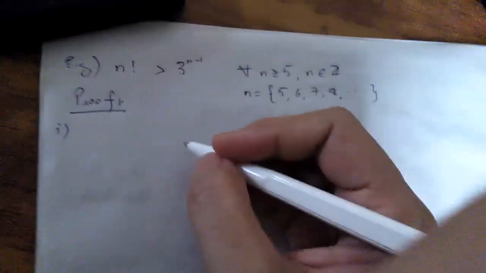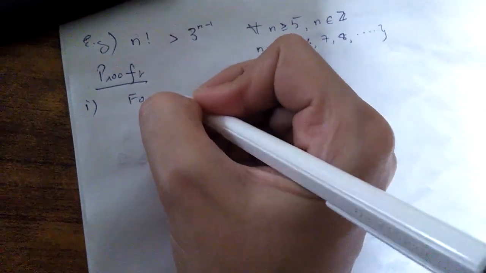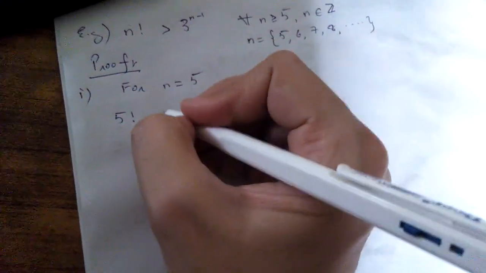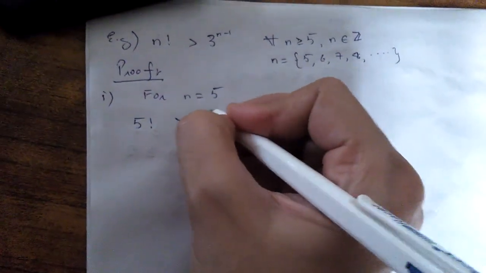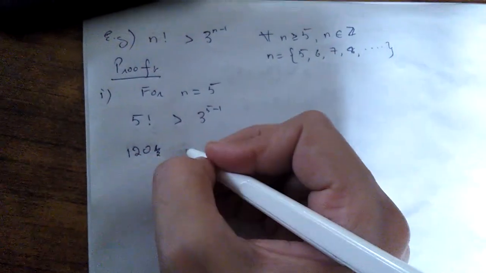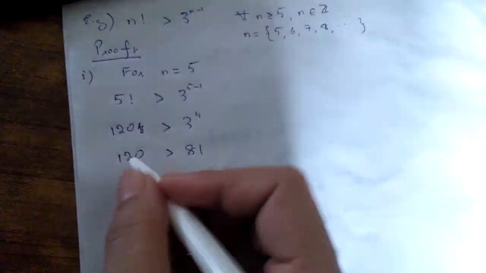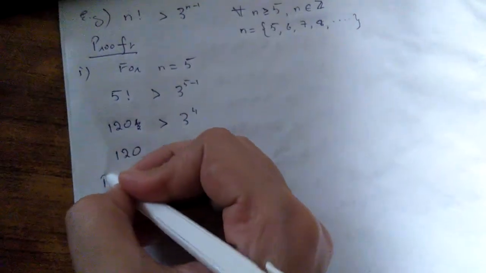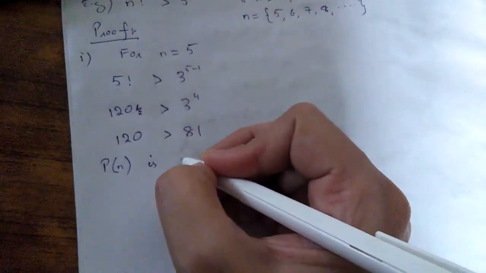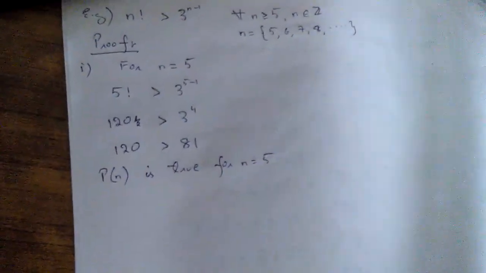Let's see. The basic step says that for n equals to the very first element of this set of n, which is 5 here, let us substitute n equals to 5, and it is 5 minus 1 factorial. The factorial of 4, you can check it from your calculator, is 24, and 3 power 4 is 81... I'm sorry, it is 5 factorial, which is 120, and 3 power 4 is 81, so 120 is greater than 81. That's true. So you see your P of n is true for n equals to 5. We have just broken the ice.